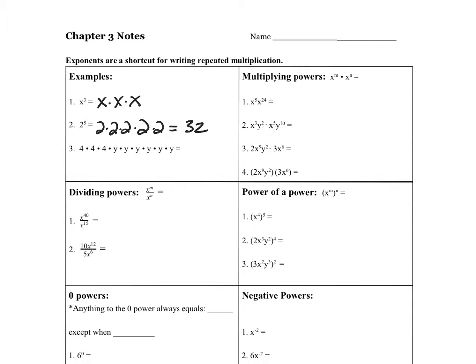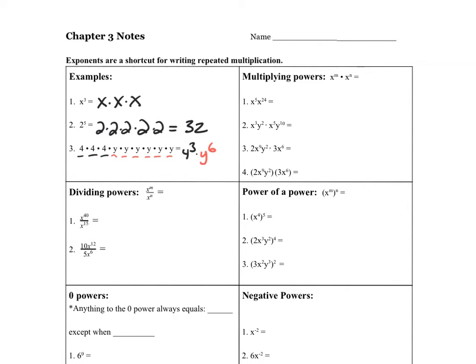So for question number 3, we have 3 4s, so it'd be 4 to the third. And then we have 1, 2, 3, 4, 5, 6 y's. So we have 4 to the third, y to the sixth. Okay, so exponents are a way to write repeated multiplication in a shorter format.